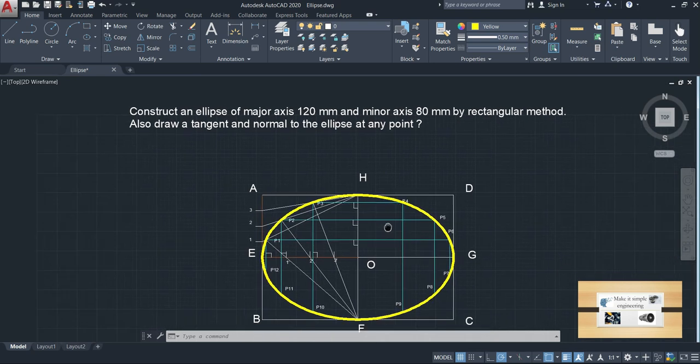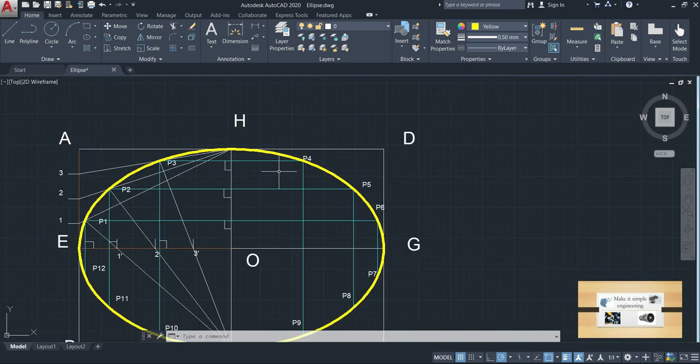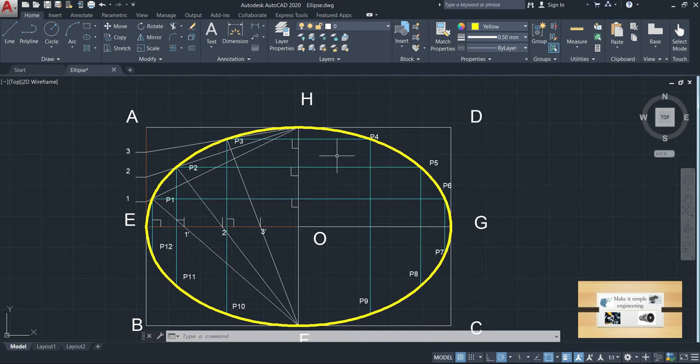After that, there is also one part of the question: also draw a tangent and normal to the ellipse at any point. So you have to draw the tangent and normal. For that you have to find out the focus of the ellipse. You know, there are two different foci for an ellipse. For finding the focus, the semi-major axis, here it is the EO distance. This distance is considered as the semi-major axis.